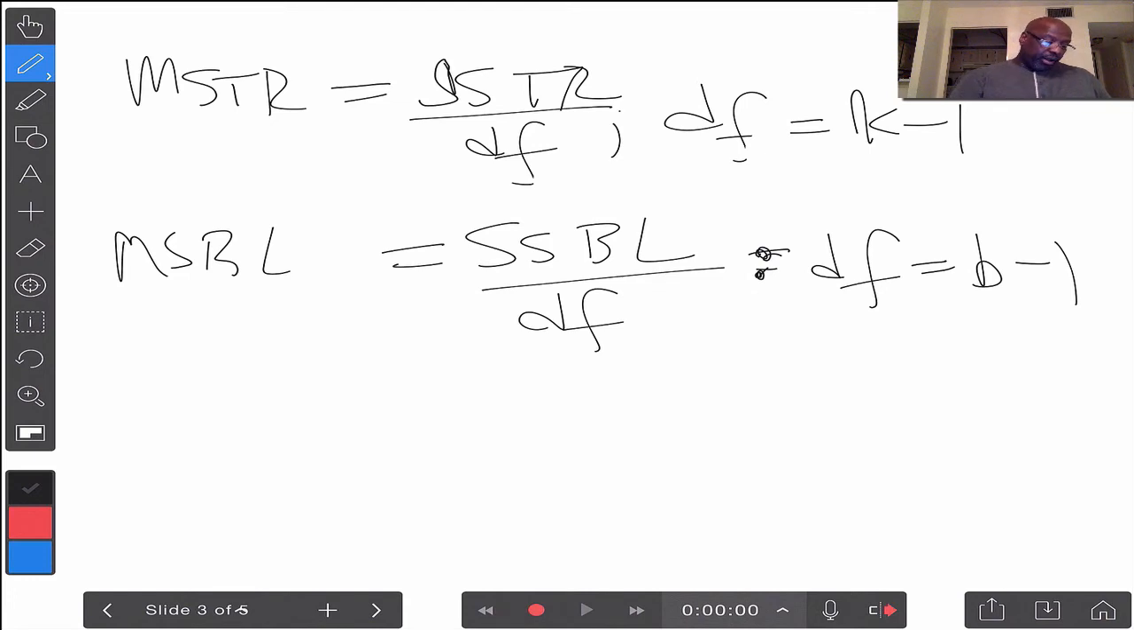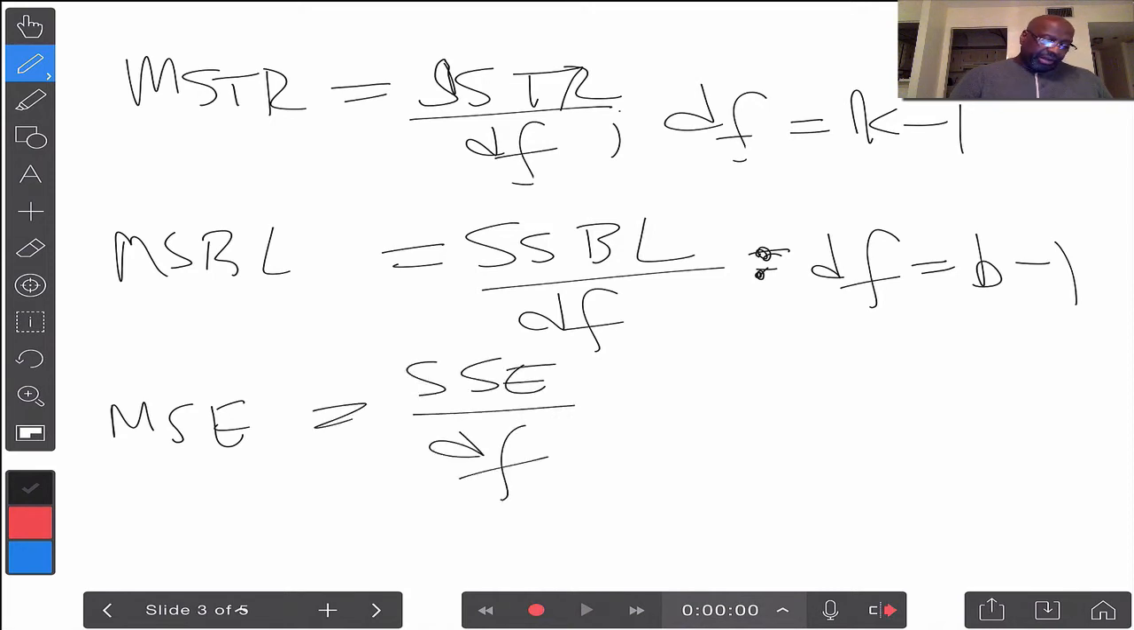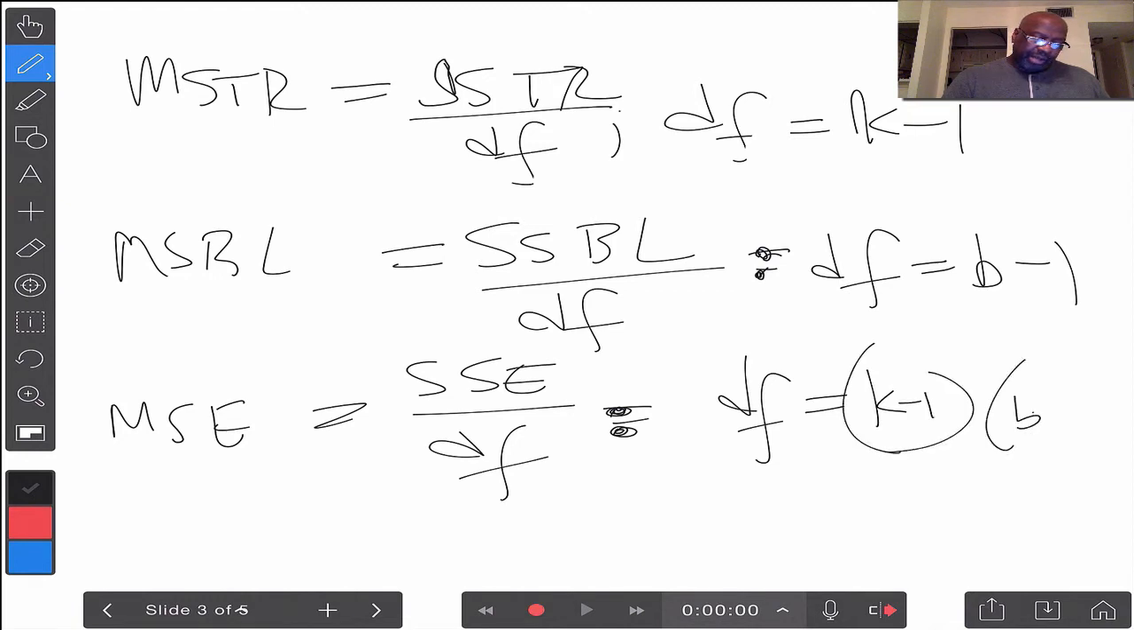And for MSE, mean square due to the error, is SSE over its degrees of freedom, but the degrees of freedom is K minus 1 times B minus 1. All right? And then, of course, the overall degrees of freedom is N minus 1. So we have all the formulas that we need. Now we could actually go ahead and solve this problem.